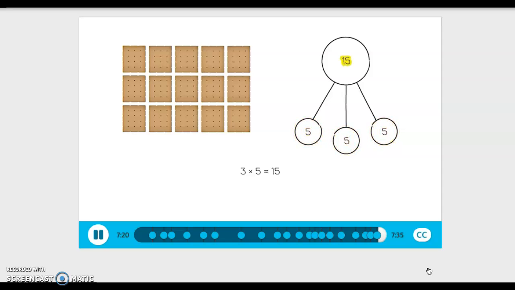Three groups of 5 is 15. We can see that in the array and the equation.